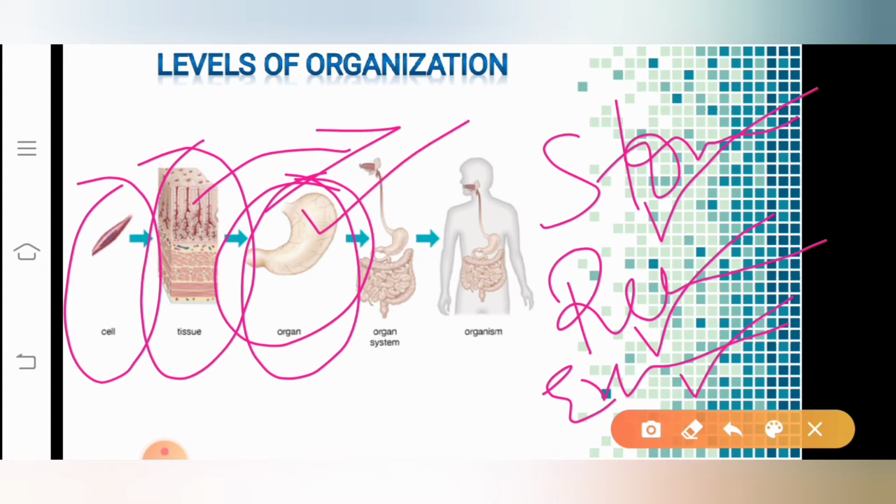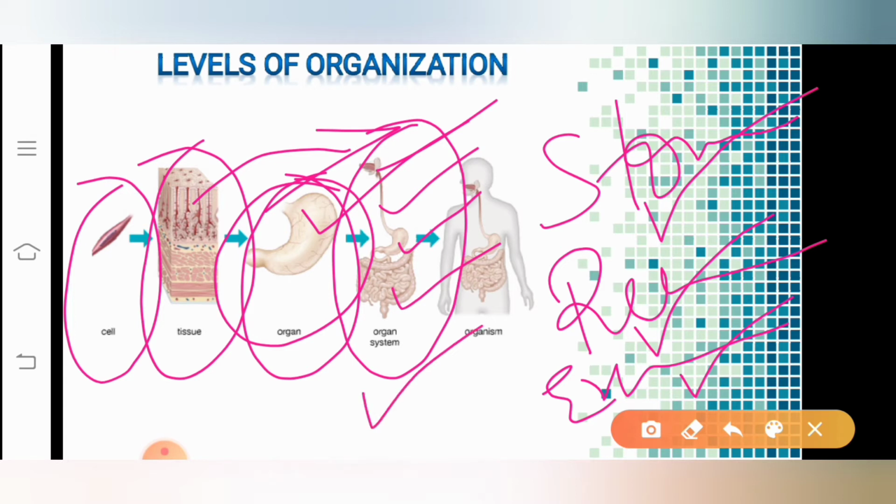And there are so many organs present in the human that form the organ system. An organ system may comprise the mouth, the food pipe, the stomach, the intestine. There are so many organs present in the human being. We call it an organ system, which is formed by individual organs. And finally, these organ systems form an organism.